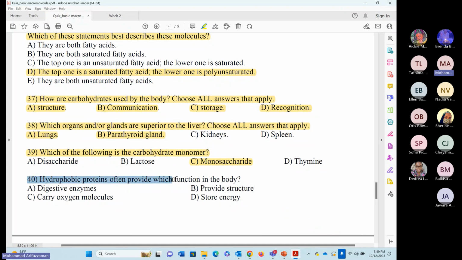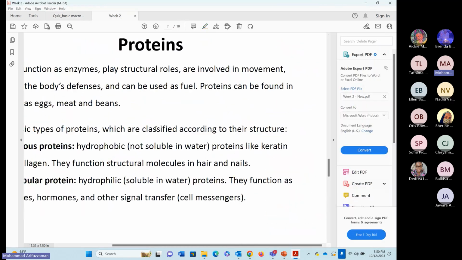Hydrophobic proteins often provide which function in the body? First, what is hydrophobic? Fear of water. Water-fearing molecules, insoluble in water, or hating water. So hydrophobic proteins often provide which function in the body? If you attended yesterday, please try to answer. You can read the question in my PowerPoint slide, then try to answer.